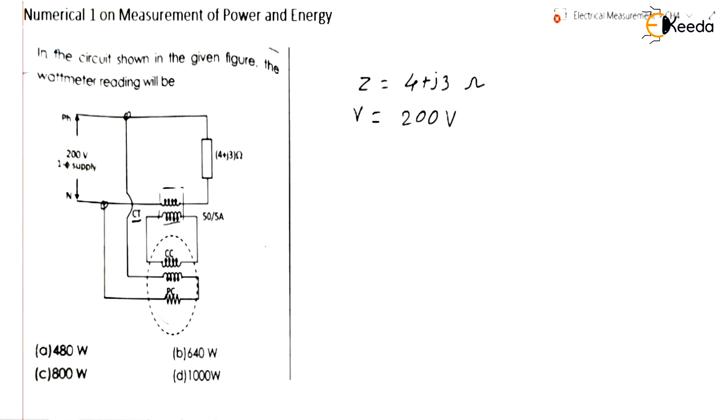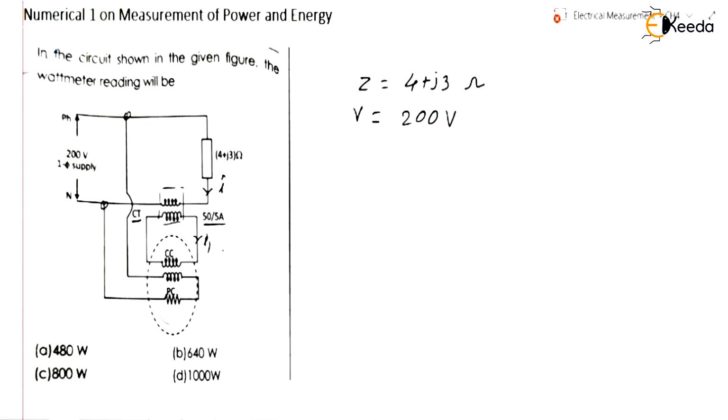Here they have given the CT ratio 50 by 5. The meaning is, let us consider this current is I. If current I is 50 ampere, then at the secondary side of the CT, let us consider it is I1, I1 is equal to 5 ampere. If I is 40 ampere, I1 is equal to 4 ampere, and so on. So it will reduce the current level.